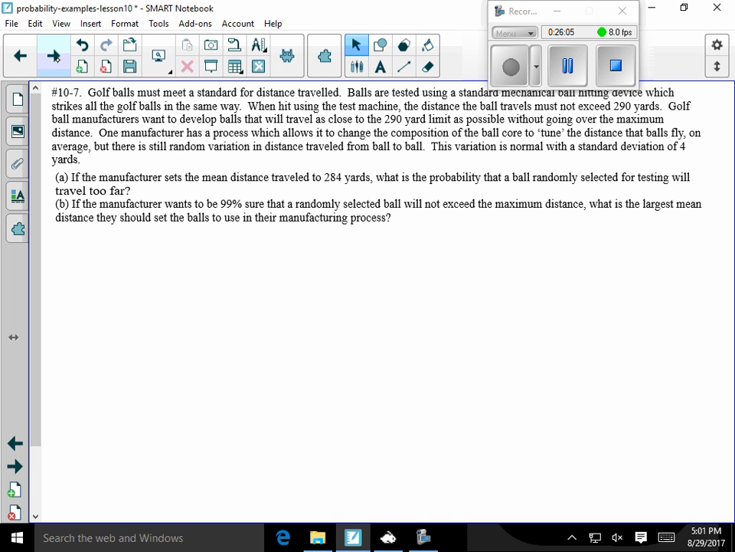And B, if the manufacturer wants to be 99% sure that a randomly selected ball will not exceed the maximum distance, then what is the largest mean distance they should set the balls to use in their manufacturing process? So this is a tricky problem. Go ahead and pause it and give it a try.